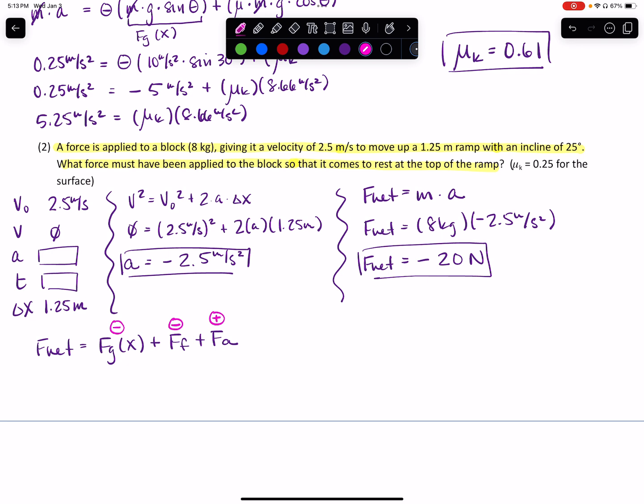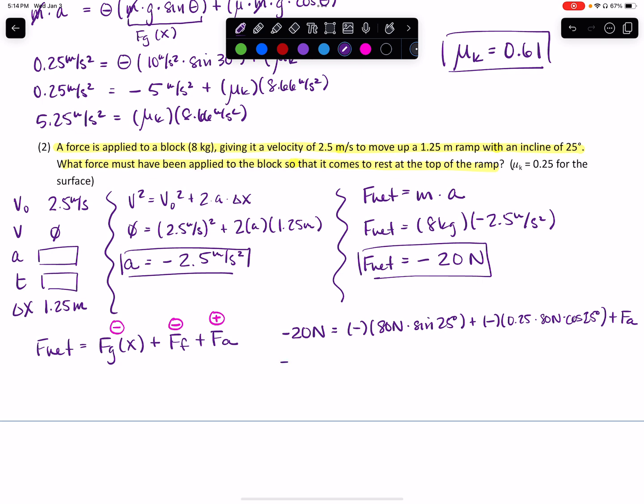All right, so let's see. My net force is negative 20 newtons, and that's going to be equal to negative 80 newtons for Fg times the sine of 25 degrees. That's my Fg x component, plus the negative force due to friction, which is 0.25 for my coefficient times 80 newtons, which is Fg, times, not the sine, sorry, cosine of 25 degrees, and then my unknown applied force.